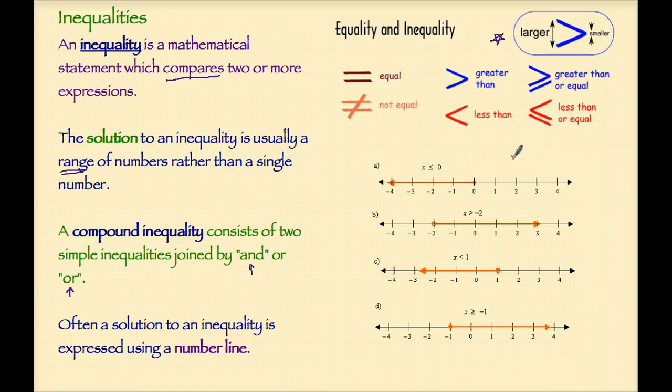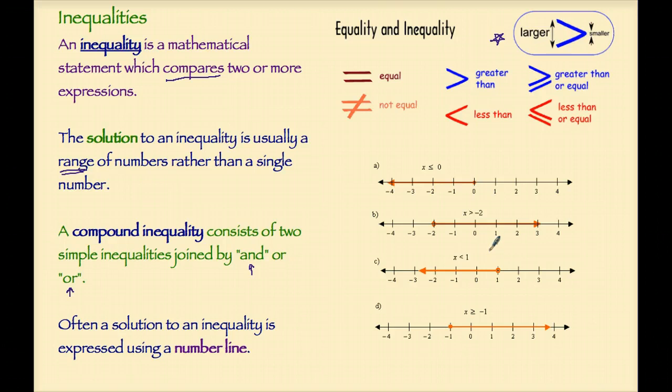what we have here. Notice that when it's less than or equal, greater than or equal, the circle is filled in, indicating that the number is included in the solution. However, if it's greater than or less than with no little line underneath, the circle is open, indicating that the number part of the solution is not included in the range of numbers.